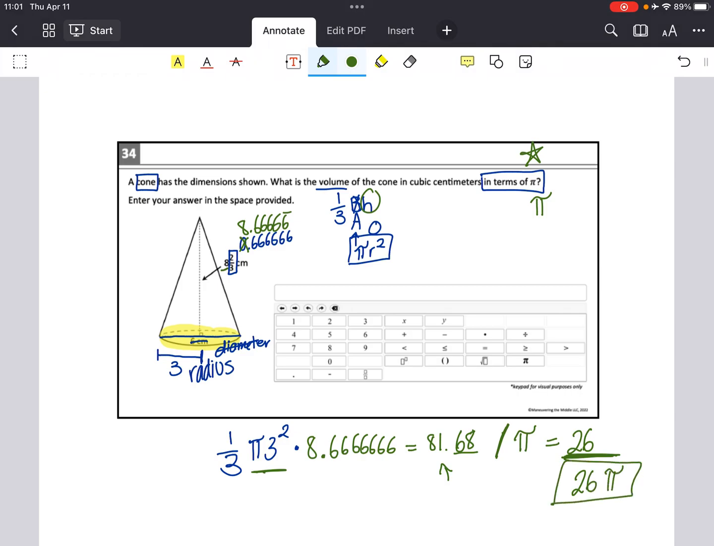Now, when you retype this into your calculator, 26 pi, you'll see that it gives you that 81.68, which is exactly the same number that we got initially. So when it says in terms of pi, we need to make sure that we have a pi in our answer rather than just the decimal version of it. So your final answer here would be 26 pi.